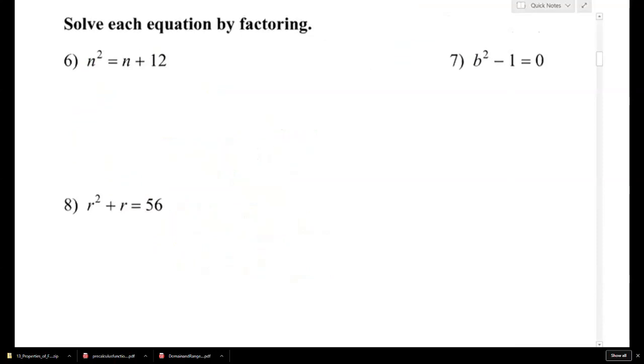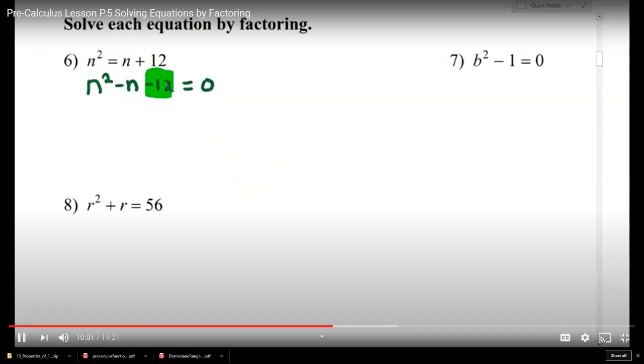We're going to solve number 6 by factoring. So we're going to rewrite this as everything on one side. So you're going to subtract n and subtract 12. So you have n squared minus n minus 12 is equal to 0. You are going to find the factors of negative 12 that when you add up will give you the middle coefficient, which is negative 1.